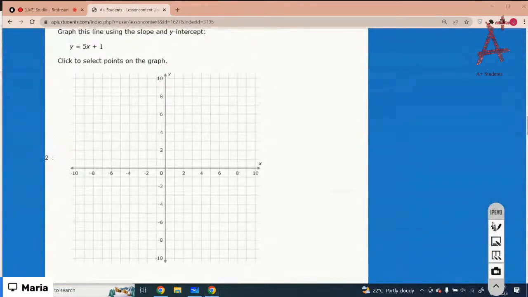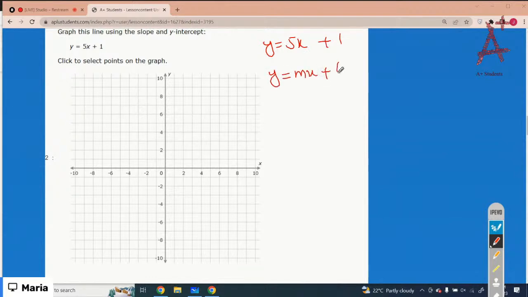y equals 5x plus 1. Just equate the equation with y equals mx plus b. So m equals 5 and b equals 1. Got it? b equals 1 means that is the point where the graph is touching the y-axis. So here you have b equals 1. Got it? Now the slope is 5.